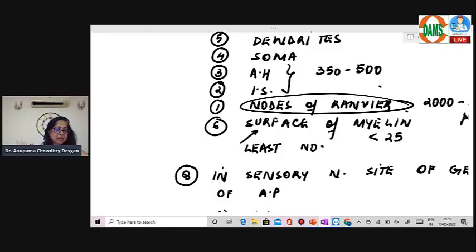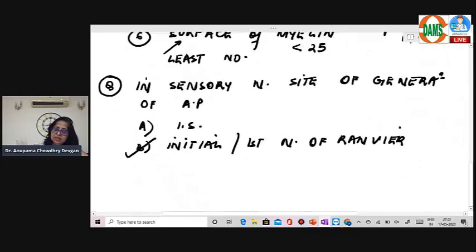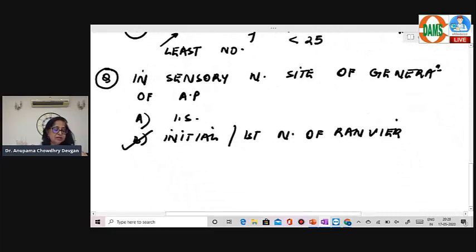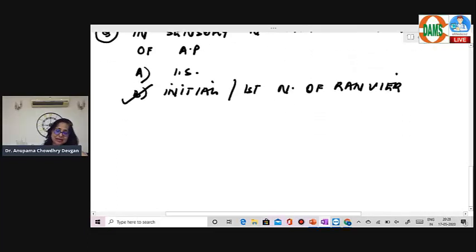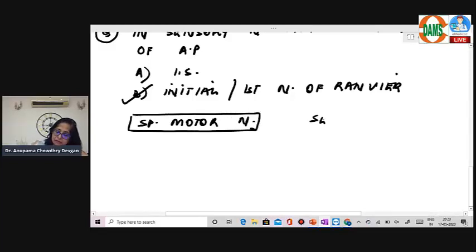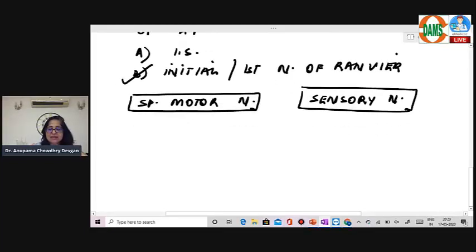Okay? All right. Now, I said in a sensory neuron, the site of generation of an action potential is going to be the first node of Ranvier. In a spinal motor neuron, it is going to be the initial segment. Let me try and tell you why there is this difference in the site of generation between the spinal motor neuron and the sensory neuron. So let's see what is the difference between the two types of neurons, the motor neuron and the sensory neuron. Soma is the cell body, dendrites are processes.